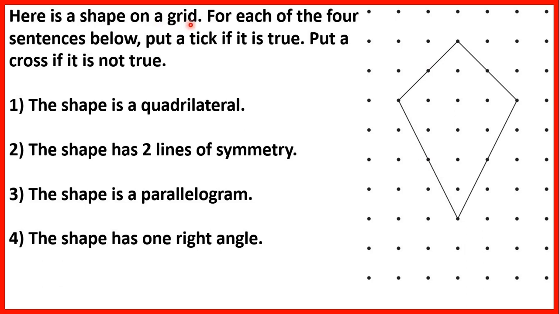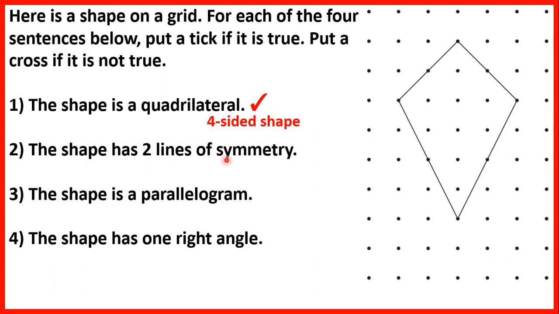Here is a shape on a grid. For each of the 4 sentences below, put a tick if it is true, put a cross if it is not true. First, the shape is a quadrilateral. That's true because a quadrilateral is a 4-sided shape, and we have a kite because we have these 2 shorter lengths, then these 2 longer lengths, and then this angle here is the same size as this angle here. So that's a kite, and because it has 4 sides, every 4-sided shape is a quadrilateral.